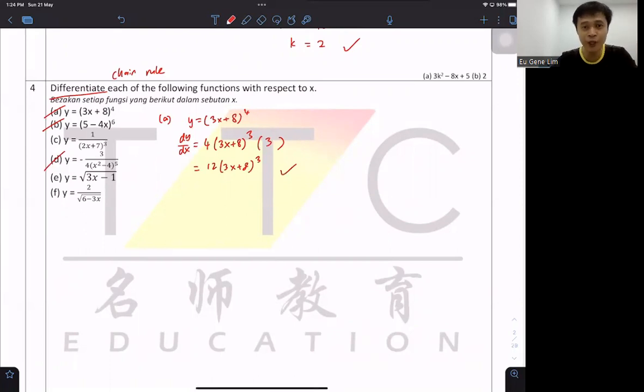This is called chain rule. Understand? Use chain rule when the power is too big. When you cannot expand, use chain rule. Okay, like B. Try another one.